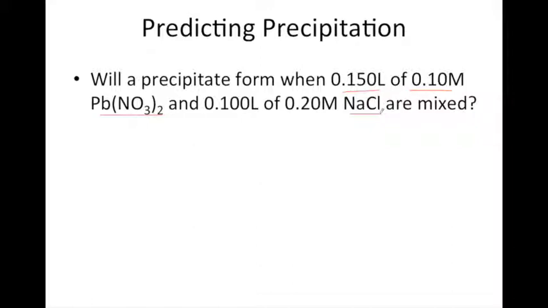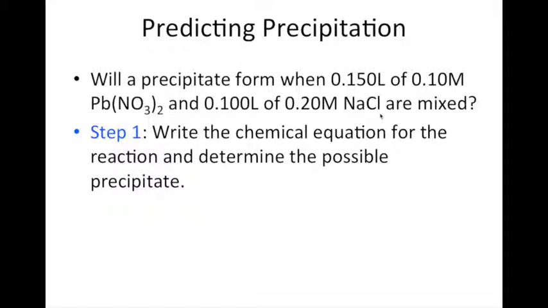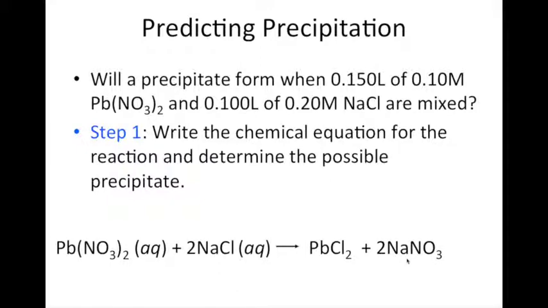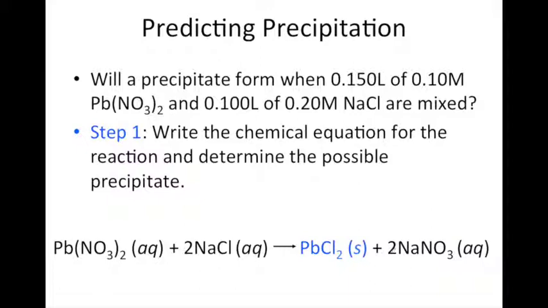There are a few steps that I like to follow to solve this type of problem. The first thing is let's write a chemical equation so we can see what products are likely to form. Our two reactants, the question tells us, are lead(II) nitrate and sodium chloride. Both of these are aqueous. If we follow our double replacement format, we should pair up the lead and the chloride, and the sodium and nitrate. We want to balance our equation just for completeness, and then we want to predict our solubilities. Sodium nitrate is going to be very soluble. However, lead(II) chloride is likely to form a precipitate.